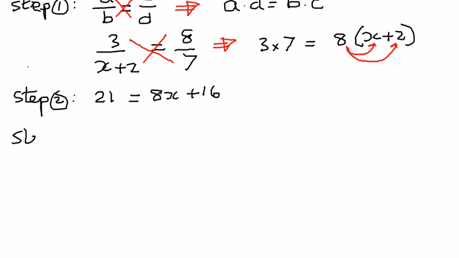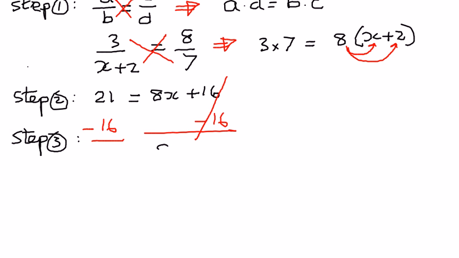So in step number 3, we will use the subtraction property. We'll try to get rid of the 16 which is associated with 8x. So we're going to subtract negative 16 on both sides of the equation. When we do that, the positive 16 and negative 16 cancel out, leaving us with 8x on the right hand side, equal to 21 minus 16. 21 minus 16 is equal to 5.